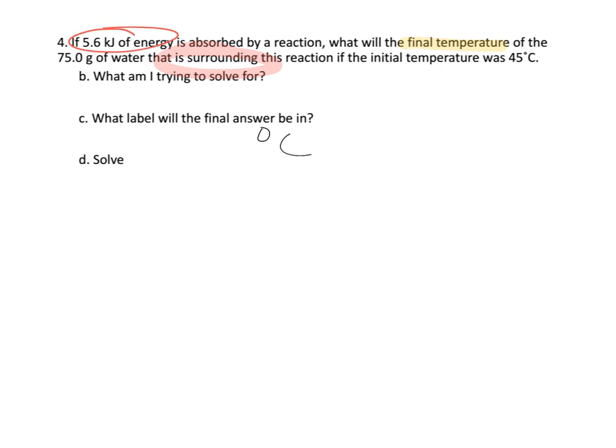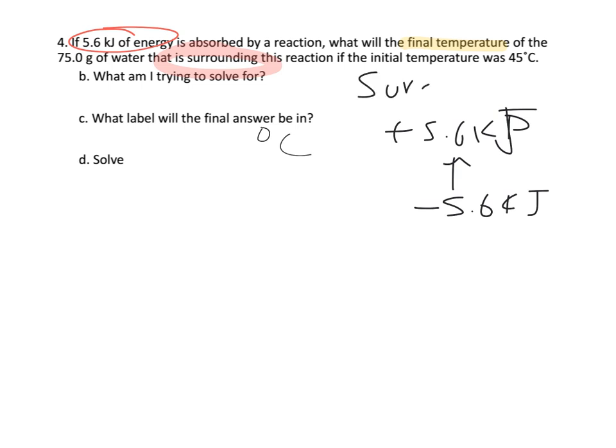Knowing from our last slide that if my system gained 5.6 kilojoules of energy, that means that my water had to give off 5.6 kilojoules of energy. That's what we're going to use here. Anytime you're dealing with your surroundings, just in general, for your surroundings you have a temp change. So you're going to deal with Q equals MC delta T. That's how you quantify when there's a temp change.